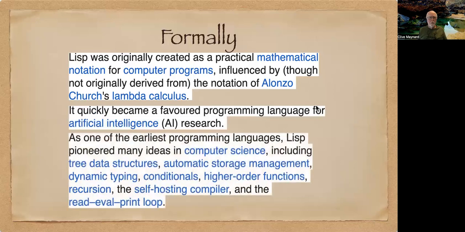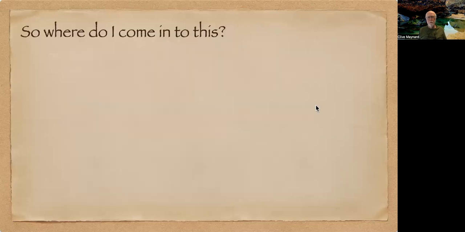And as one of the earliest programming languages, it included many things which we now think of as standard, if you like. Tree data structures, storage management, dynamic typing, high order functions, recursion. All of these things are considered quite normal within a programming language these days. So where do I come into this?